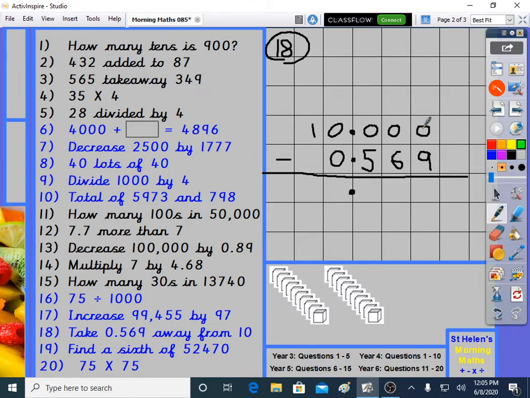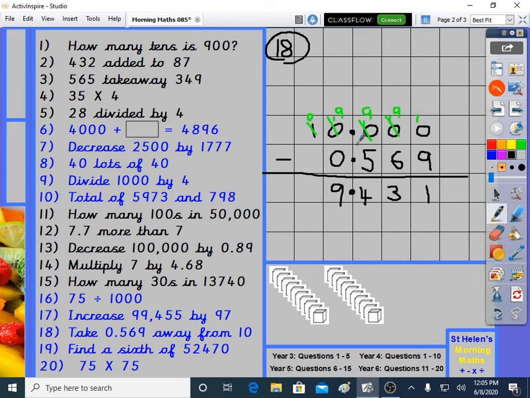All the way along. Because 0 take away 9 we can't do, can we? All the way along to there. I do this quite fast in year 6. You can always pause if you need to catch up. 10 take away 9, 1. 9 take away 6, 3. 9 take away 5, 4. 9, important 9. And nothing there.